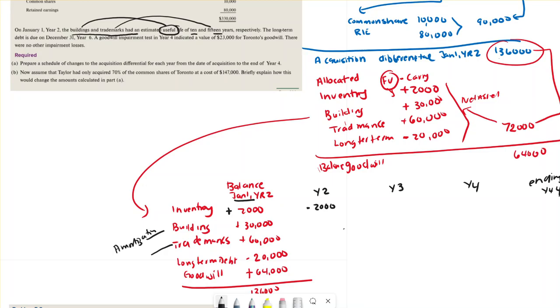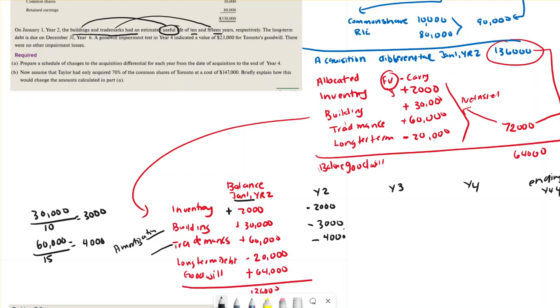So if I were to do 30,000, and we're doing straight line, and the useful life is 10 years, we are going to depreciate the building by 3,000. For the trademarks, they said it's 15 years, so 60,000 divided by 15. I have to amortize 4,000, so I will have to subtract the 3,000 here and the 4,000 here.